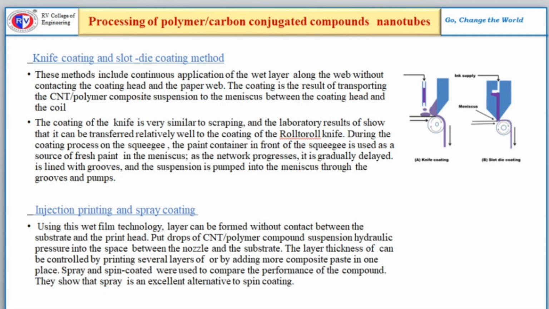Using this wet film technology, a layer can be formed without contact between the substrate and the print head. We need to put drops of CNT composite suspension under hydraulic pressure into the space between the nozzle and the substrate. The layer thickness can be controlled by printing several layers or by adding more paste in the space. So this is injection printing.